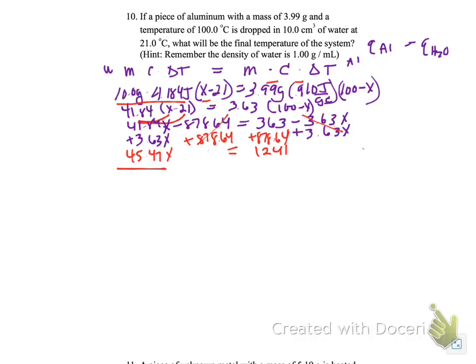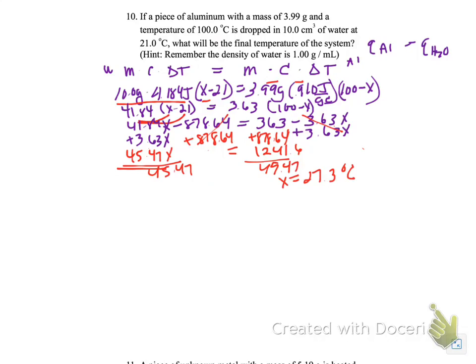And when I do that, I end up with 45.47x is equal to 1241.6. Now I need to solve for x, so I'm going to divide both sides by 45.47. And when I do that, I get x is equal to 27.3 degrees Celsius.